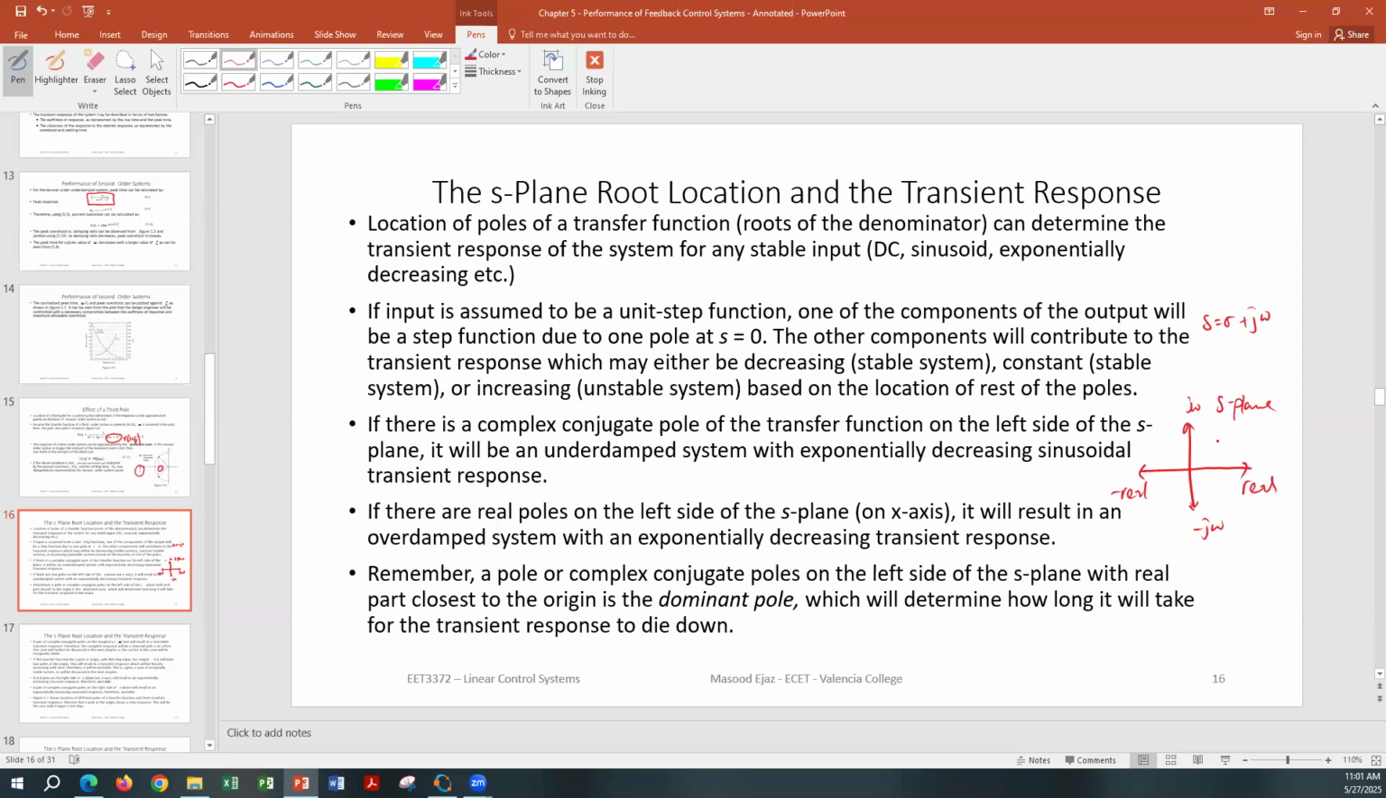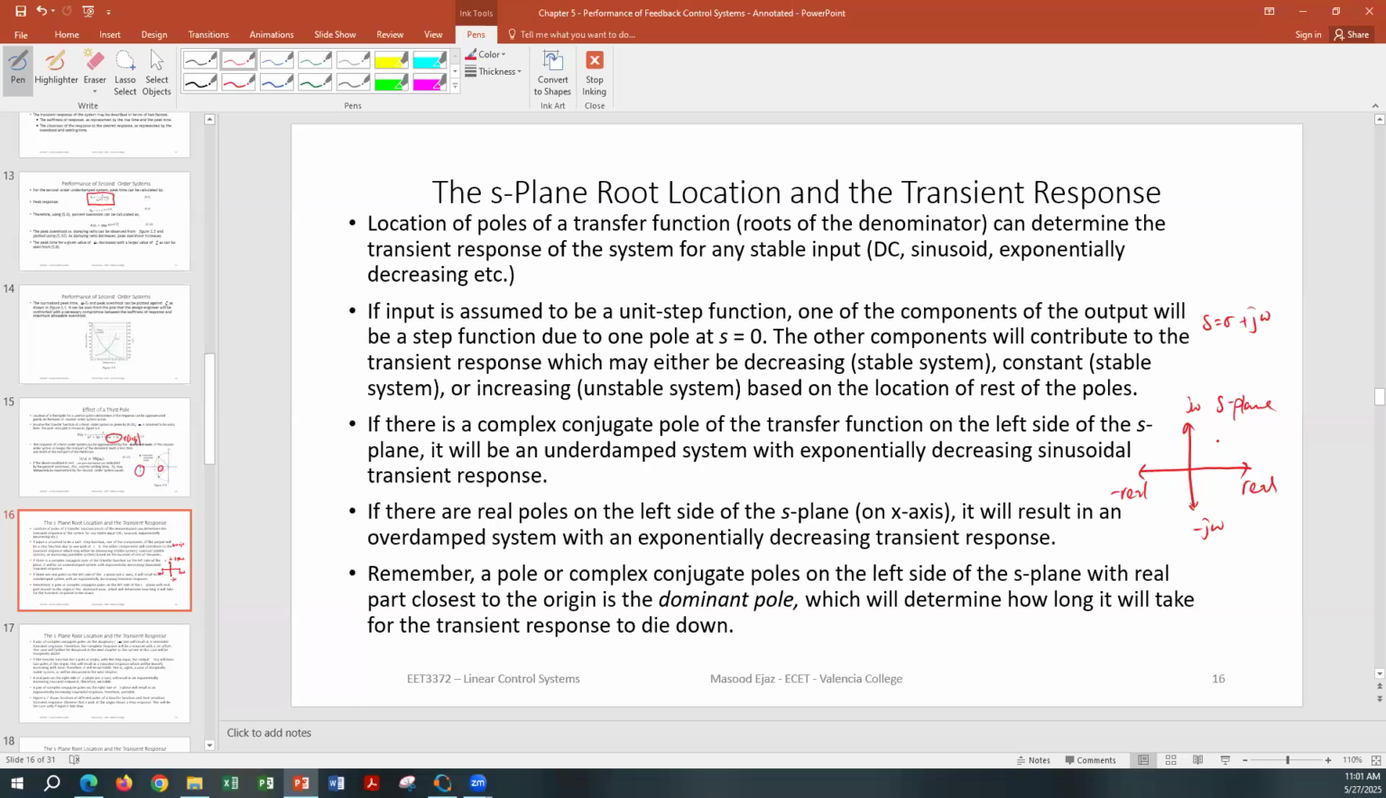So where the roots of the transfer function, the denominator of the transfer function, are located, you can tell how the response is going to look without going into the actual values of the response. But you can tell about the shape of the transient response if you know where your poles are located on the S plane. And that's important to understand.